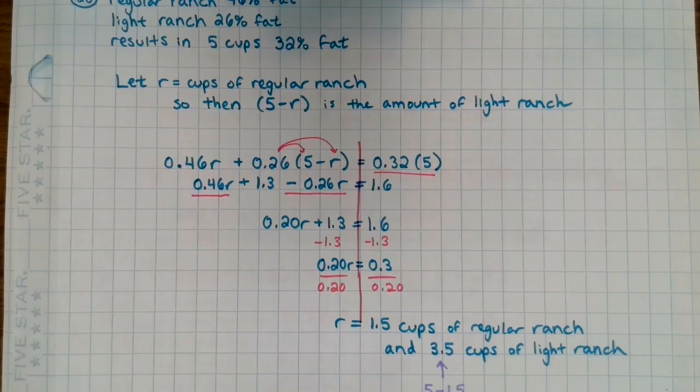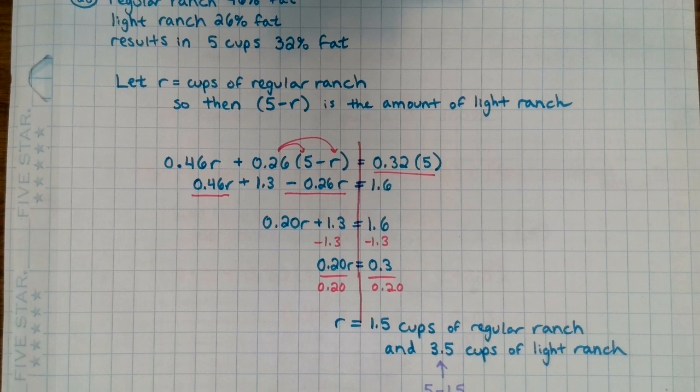For this last example, I already have this one written out. So this is question 28, and it's about salad dressing, like I mentioned. A cook needs to mix a regular ranch dressing containing 46% fat with a light ranch dressing containing 26% fat to result in 5 cups of a dressing containing 32% fat. How many cups of each kind of dressing should be mixed?